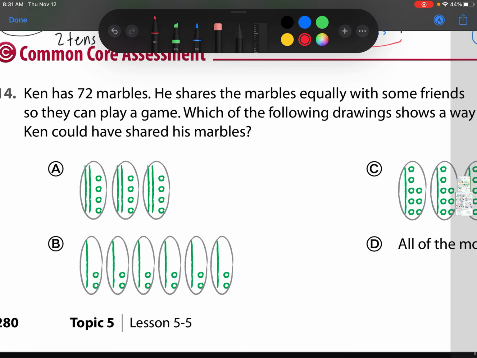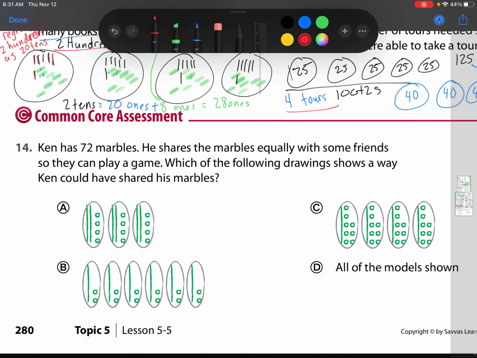Now, number 14. Ken has 72 marbles. He shares the marbles equally with his friends so they can play the game. Which of the following drawings shows a way Ken could have shared his marbles? And our key part is equally. So first, we have to make sure all the groups are the same, which they are. So now, let's check our next part. It doesn't tell us how many friends he has, so we have to see what? We have to see if they all equal 72.